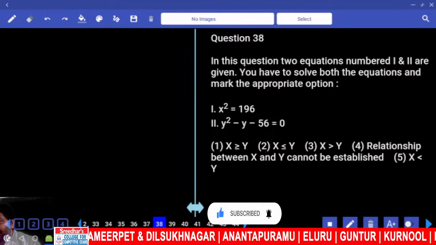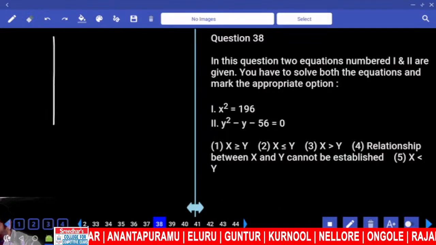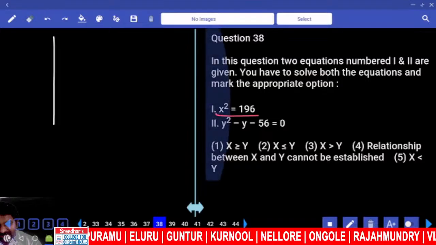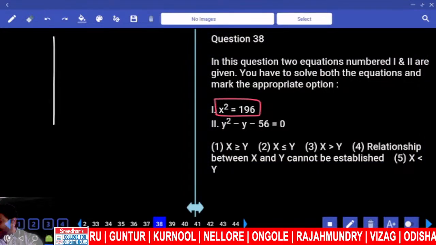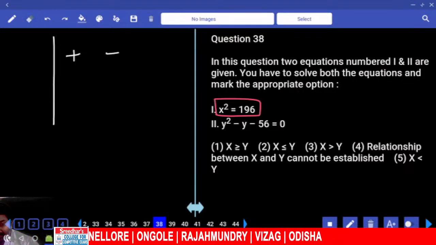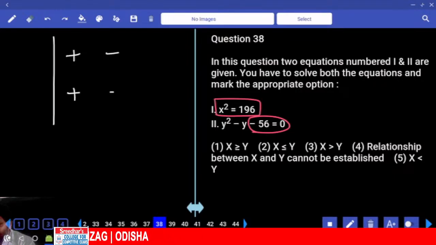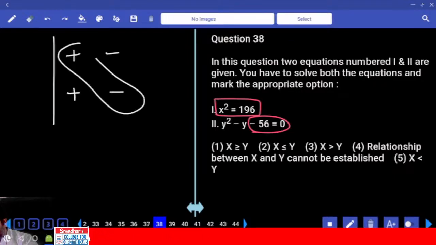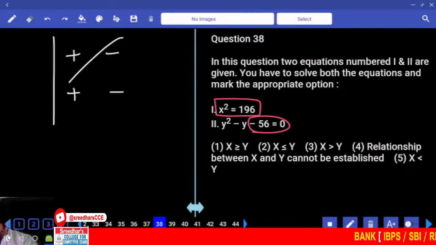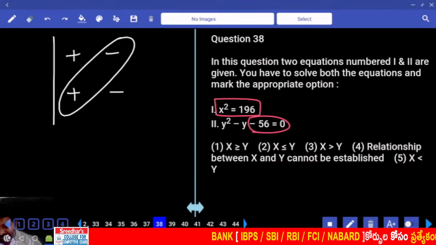X square is 196. Wait a minute. It's a free question. Because when you see your exponent is even number, you are going to have positive and negative factors. And for y value also, when you look at c value, constant, which is a negative number, so when you have negative, there itself also you'll have positive, negative. If you consider this x greater than y, if you consider this x less than y, without knowing numbers we can say relation cannot be established. Correct? It's a free question.